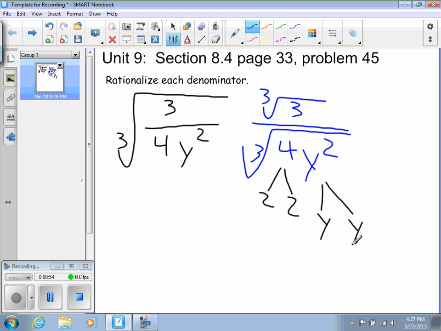So we are going to multiply this fraction top and bottom by the cube root of, let's see, we need a 2. So there's our other 2, and we need another y. So we're going to multiply it top and bottom by the cube root of 2y.